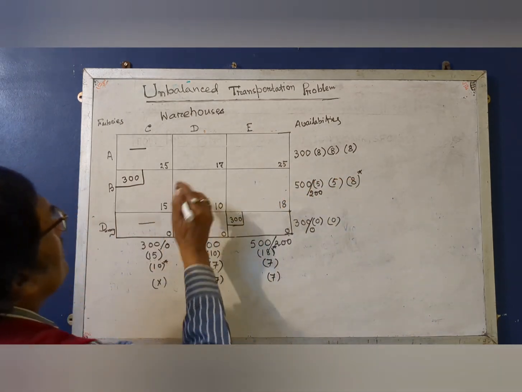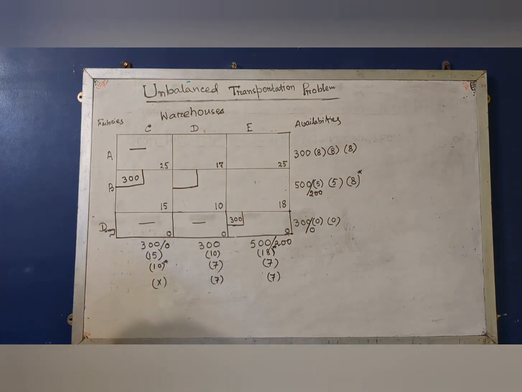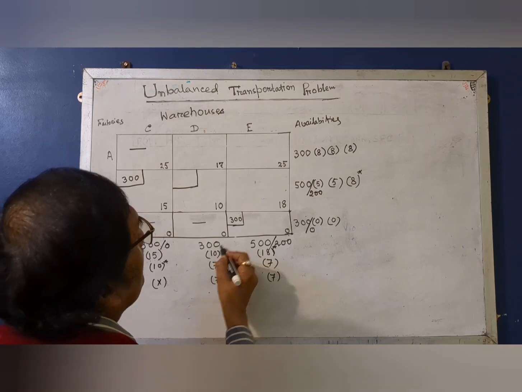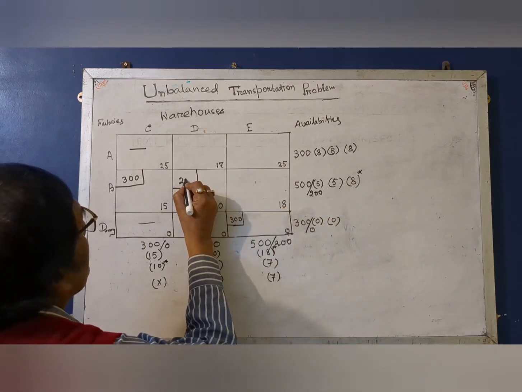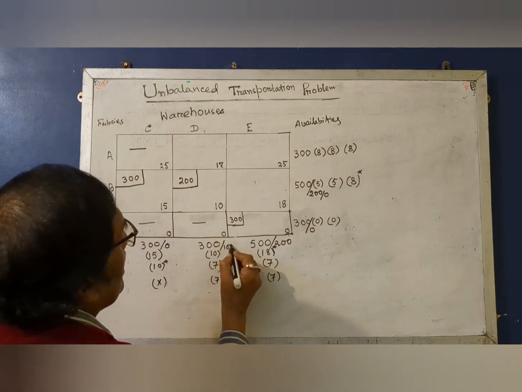And where will you allocate? The lowest cost cell. That is this one. How much will you put? The availability is 200 and the requirement is 300. The lowest one, that means 200. Okay? 200, 0, and this is 100.